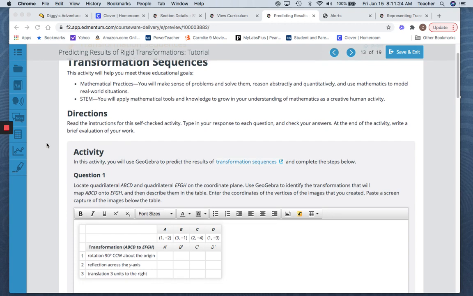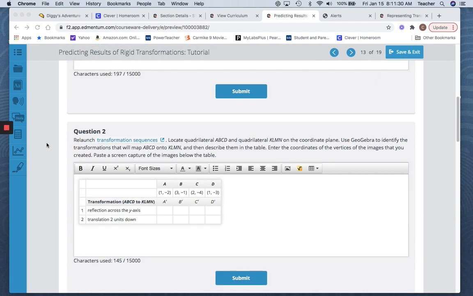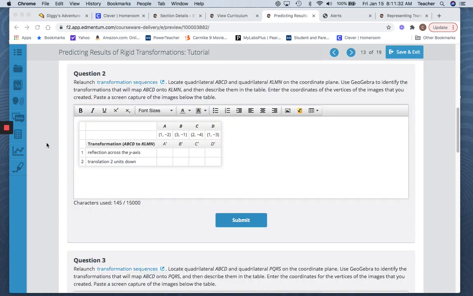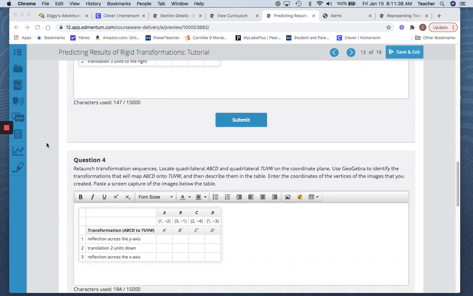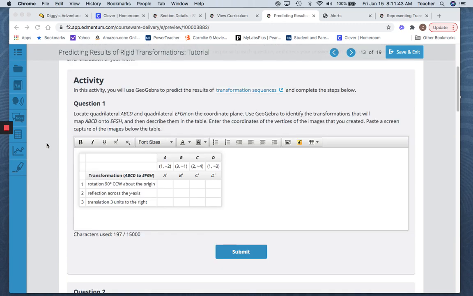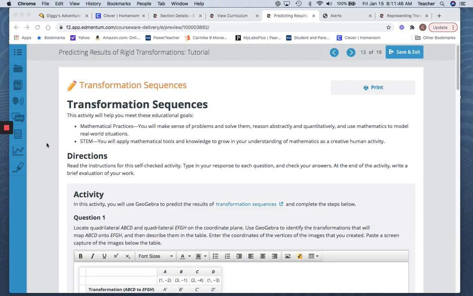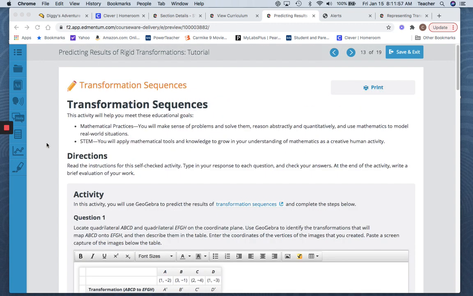So as you can see in question number 1, it looks like we're going to do a rotation, reflection, then a translation. Question number 2 looks like a reflection and then a translation. Question number 3 looks like a translation and then a different translation. But I want you to notice as we go through, none of them are dilations, because remember, a dilation is not a rigid motion. Only translations, reflections, and rotations. So we're not going to see a dilation in this sequence because it's not considered to be a rigid motion. All right, well, let's get into it.